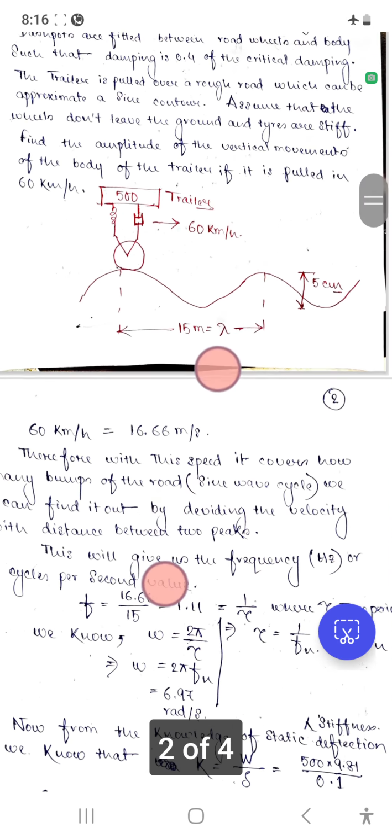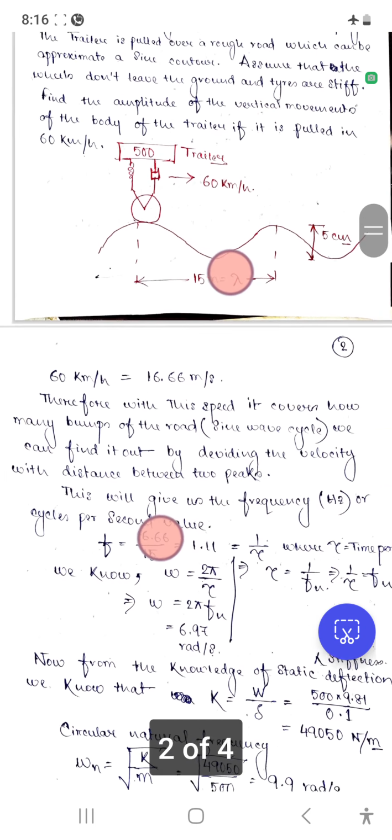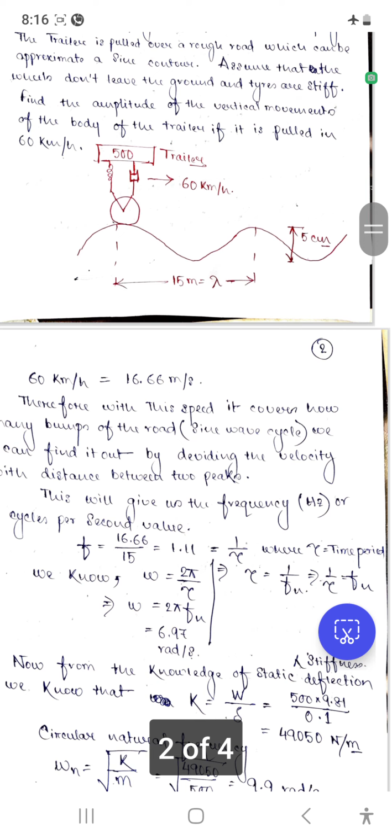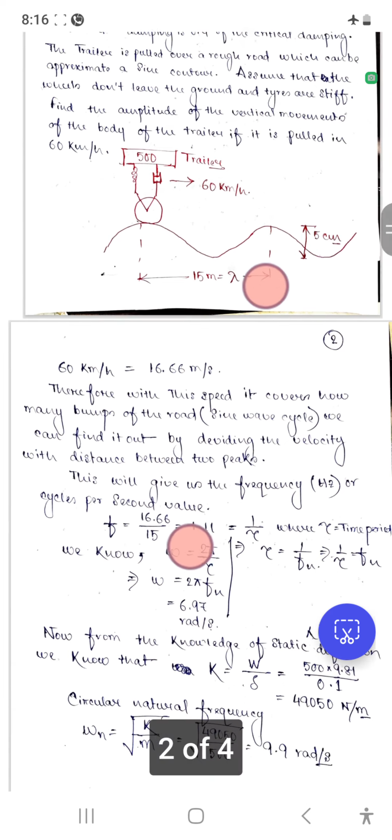Okay, let us move forward. It is 60 kilometer per hour, that means 16.67 meter per second. Therefore, with this speed, it covers how many bumps of the road, sine wave cycles? We can find it out by dividing the velocity by the distance between two peaks. That's what I have done.